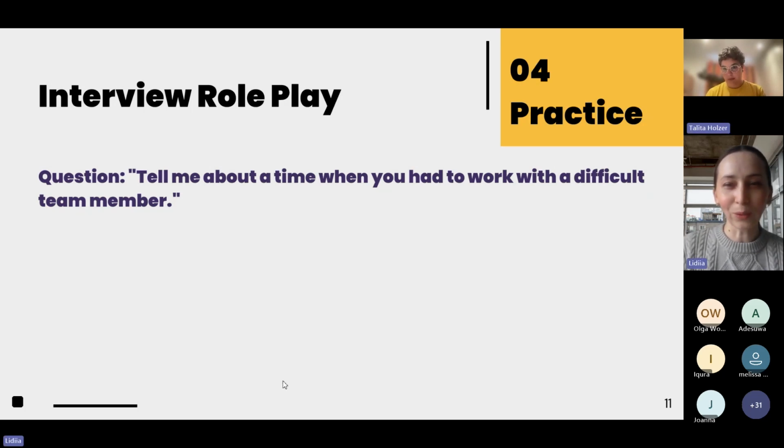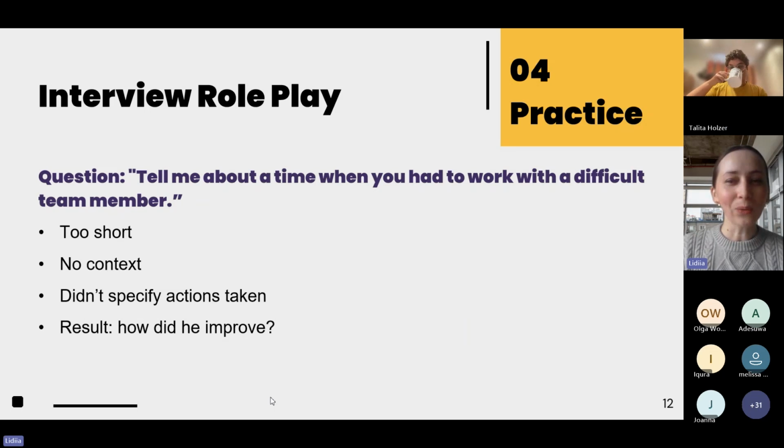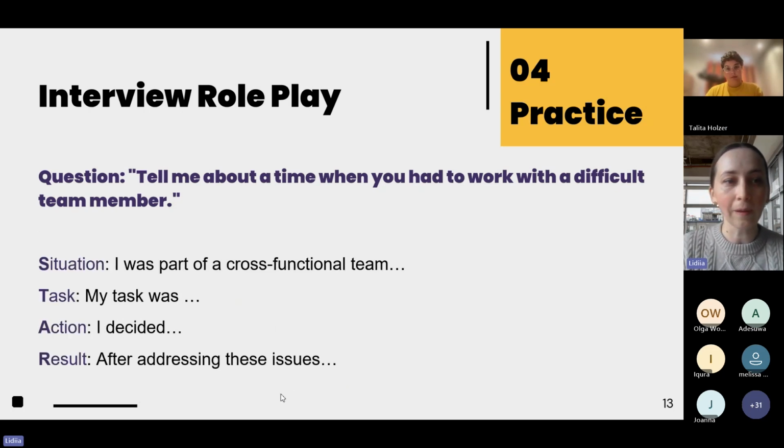So, feedback. Yes, I think we don't have any more feedback or questions, so we can move on. Okay. So, as you said, thank you so much for your answers. Yes, exactly. Talita's response was too short, had no context, and didn't specify the action taken and the result, how did he improve, and so on. It wasn't exactly understandable.